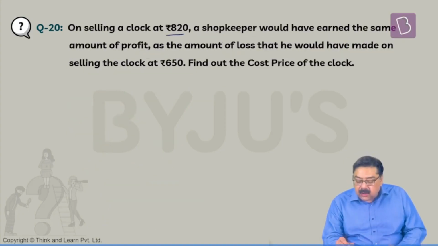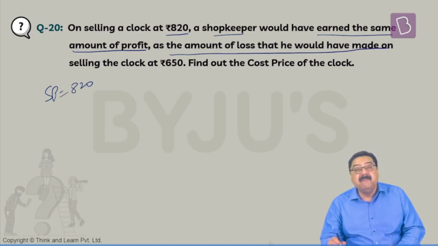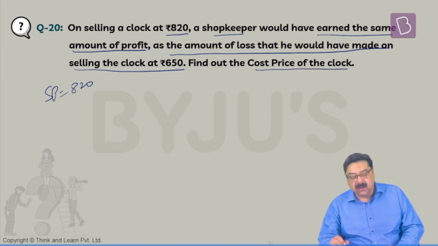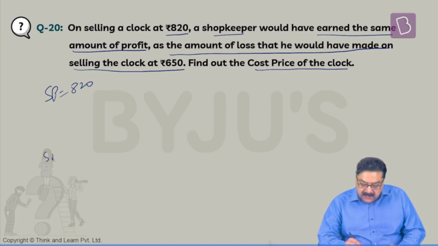On selling a clock at rupees 820, so selling price is given to us as 820, a shopkeeper would have earned the same amount of profit as the amount of loss that he would have made on selling the clock at rupees 650. Find out the cost price of the clock. So two selling prices are given to us. One is 820 and the other one which is given to us here is 650.